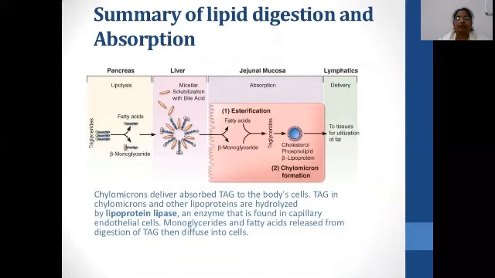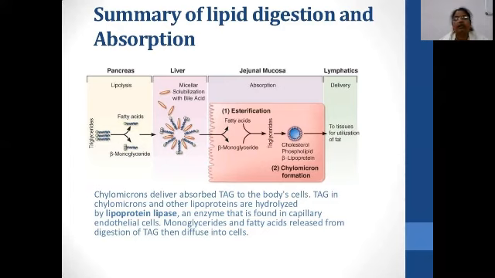Summary of lipid digestion and absorption. So in the pancreas, lipolysis, the triglycerides are broken down to give you fatty acids and beta monoglyceride. Then micellar solubilization with bile acid takes place, and the fatty acid and the beta monoglyceride are esterified to give you triglycerides, along with cholesterol, phospholipid, and beta lipoprotein, that is chylomicron formation. So chylomicron is formed here.